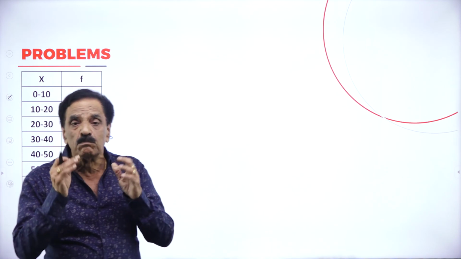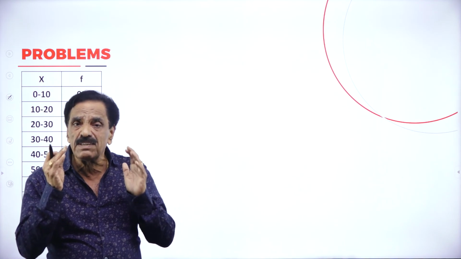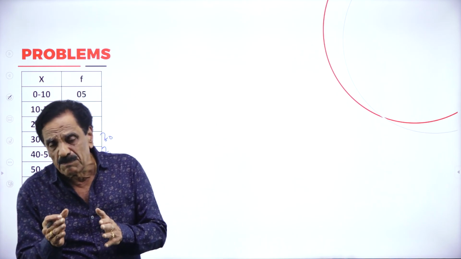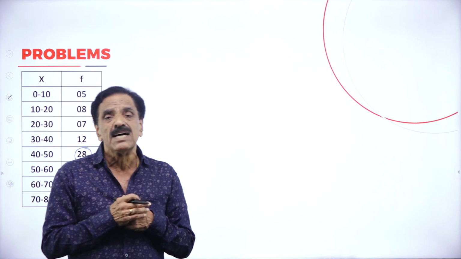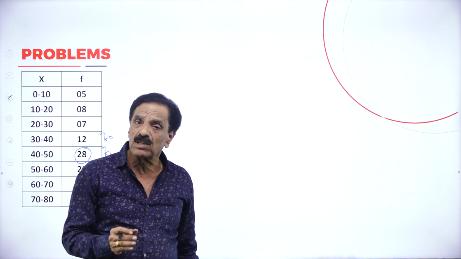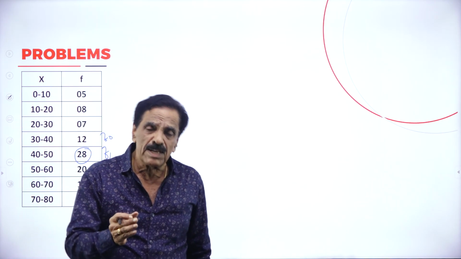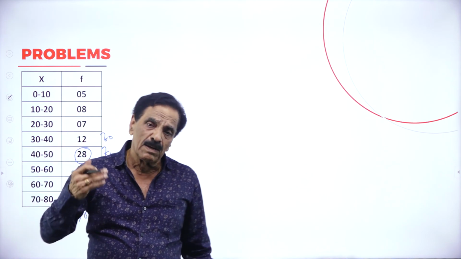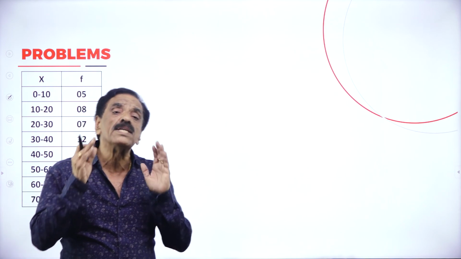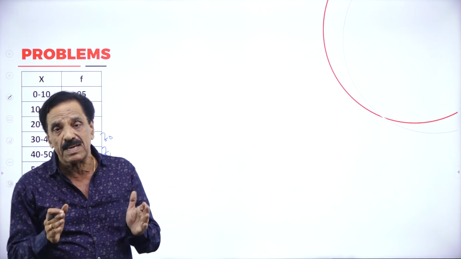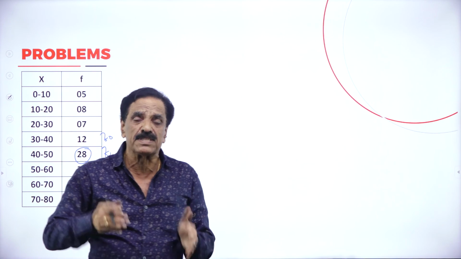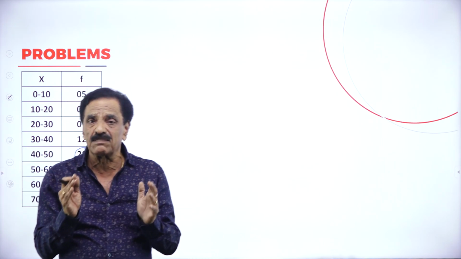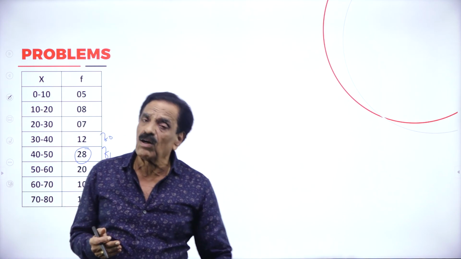Regarding the mode, the mode lies in the highest frequency. Wherever the highest frequency comes, the mode lies. Then find out the modal class and apply the formula. Mode is equal to L1 plus F1 minus F0 divided by 2F1 minus F0 minus F2 into C. What is F1? Highest frequency. F0 is the behind frequency. F2 is the forward frequency. C is equal to the class interval, where L1 is called the lower limit.